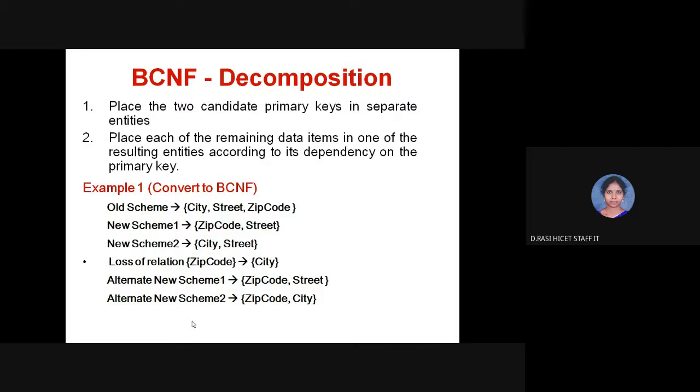This is again a new Boyce-Codd normal form conversion. Now I can communicate that this particular zip code will have this particular street, and again the same zip code will have the particular city, with easier references. So this is again an example of a Boyce-Codd normal form.